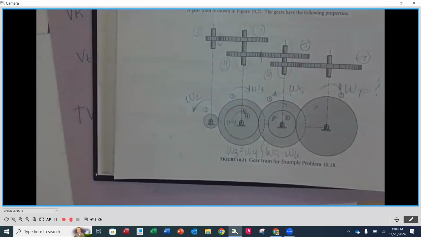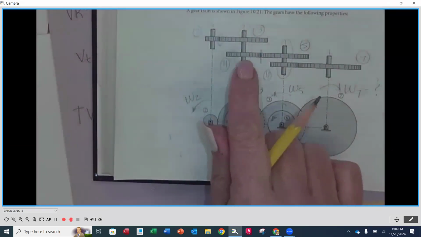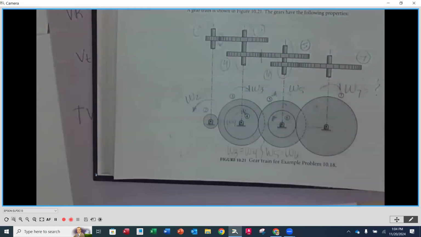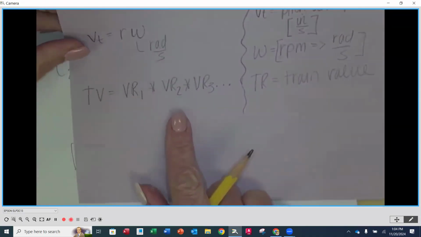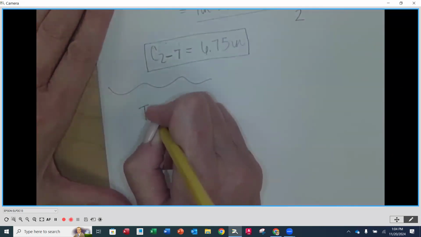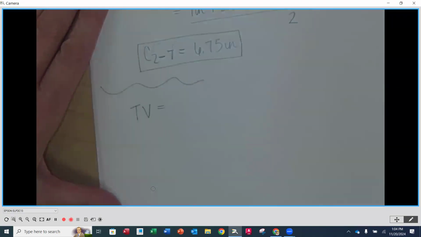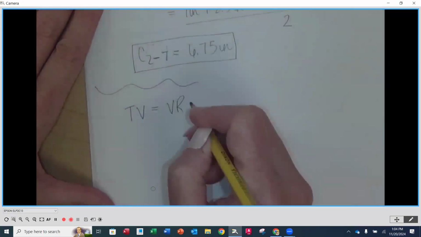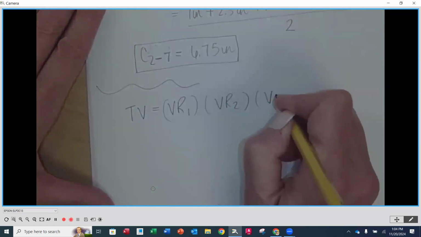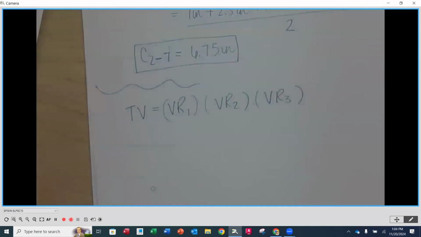So we need to find out what is the velocity ratio between 2 and 3. And we're going to multiply that by the velocity ratio between 4 and 5. And then we're going to multiply it by the velocity ratio between 6 and 7, okay? That's what this equation is for us. So our overall train value is going to be equal to velocity ratio number 1 times velocity ratio number 2 times velocity ratio number 3, or the velocity ratio of the first reduction times the velocity ratio of the second reduction times the velocity ratio of the third reduction.